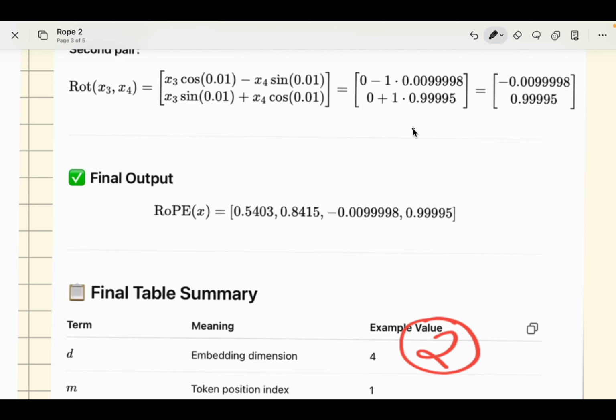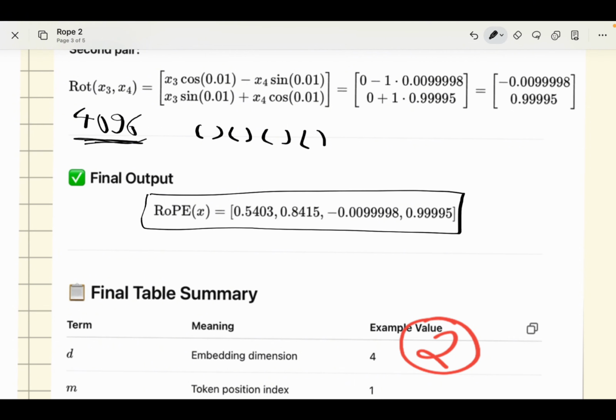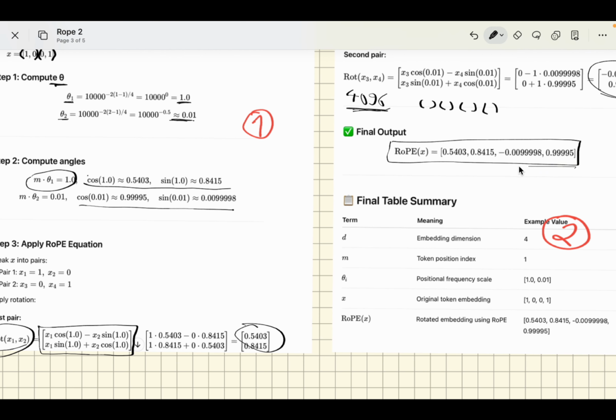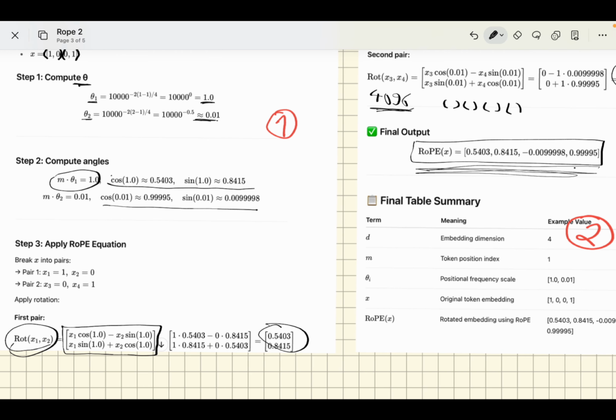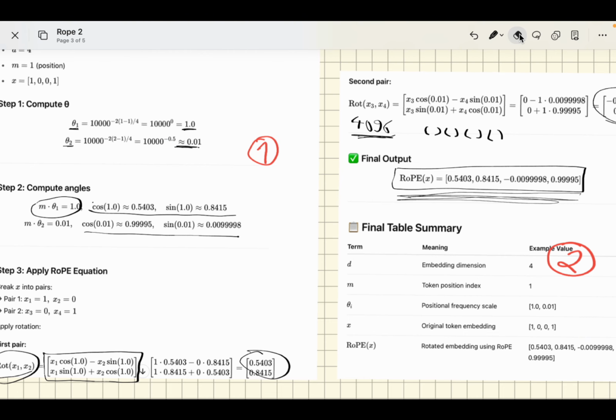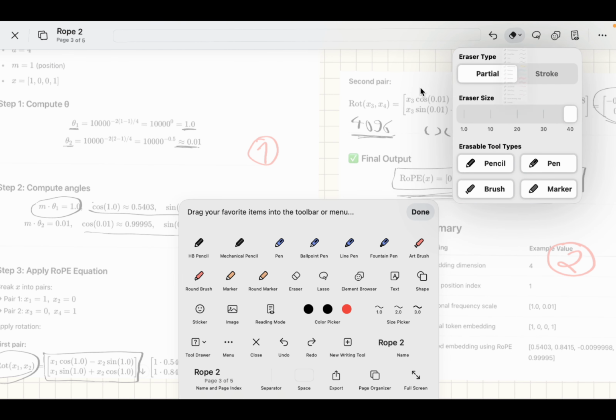For example, in the case of Mistral, the embedding dimension should be 4096, so we turn it into 2 by 2 tuples and apply the same equation to all of them. This would be the result right here. Then we concatenate these two results and we have the final output, as we can see right here. We had the embedding 1001, but now we have a much more informative vector.